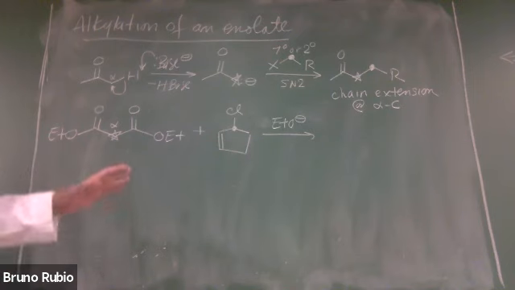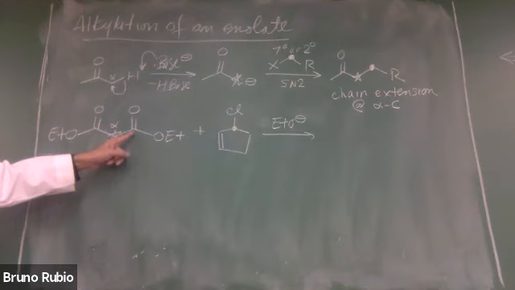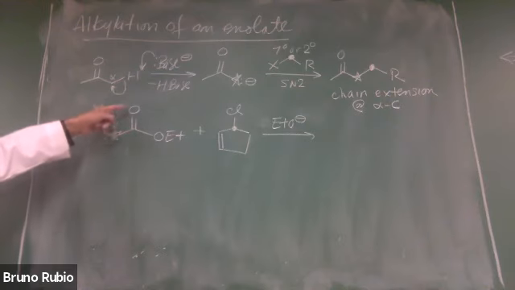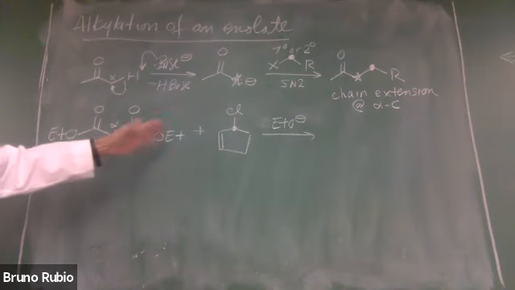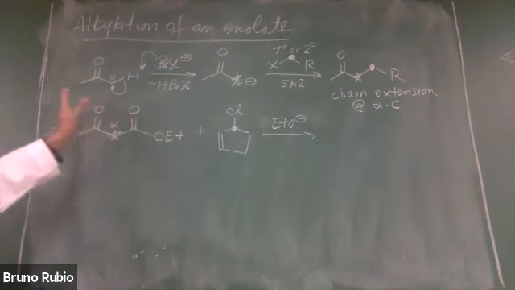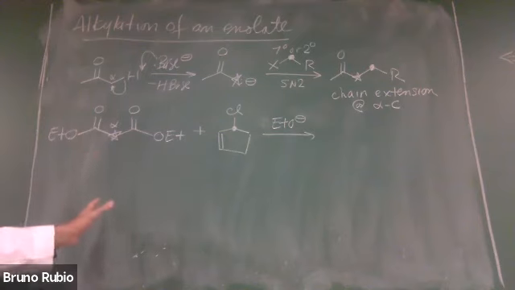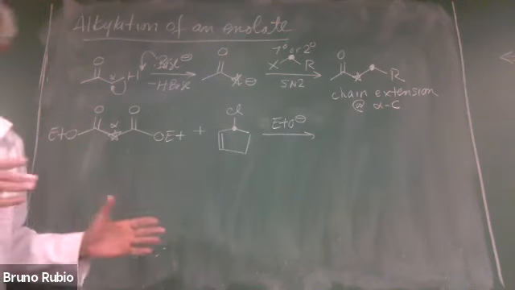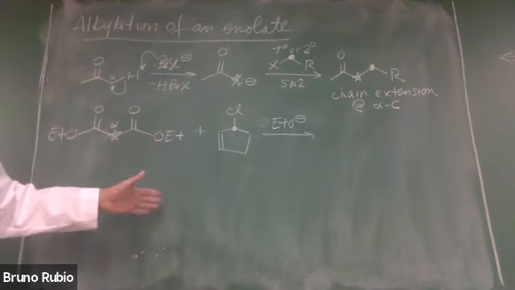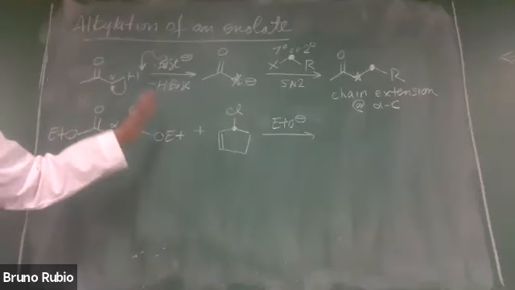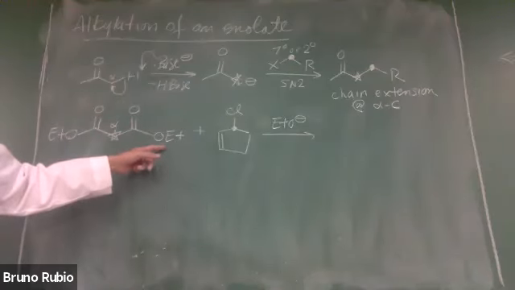The reason for that is that this is an acyl derivative. It's a carbonyl carbon that's bonded to something that's not carbon and not hydrogen. So if I use OH minus, I'm not going to get alkylation of the enolate. I'm going to get saponification of the ester. I'm going to get an acyl substitution where this OEt will be replaced by OH. And since it's basic conditions, it will actually be a carboxylate.